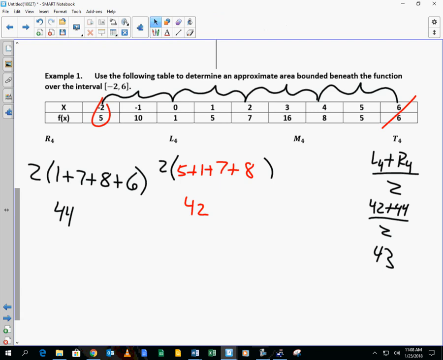So then I've got to do the midpoint. I've got 2 times, what's the middle of -2 and 0? -1. And so I use 10. What's the middle of 0 and 2? 1, so I use 5. And then the middle of 2 and 4 is 3, so I use that, and then 5. And I get, let's see, 20, 36, 72.